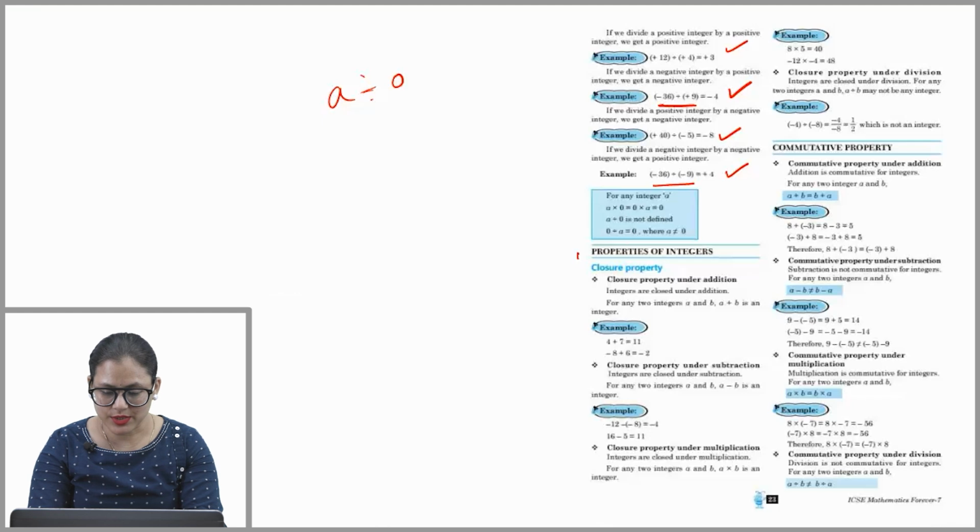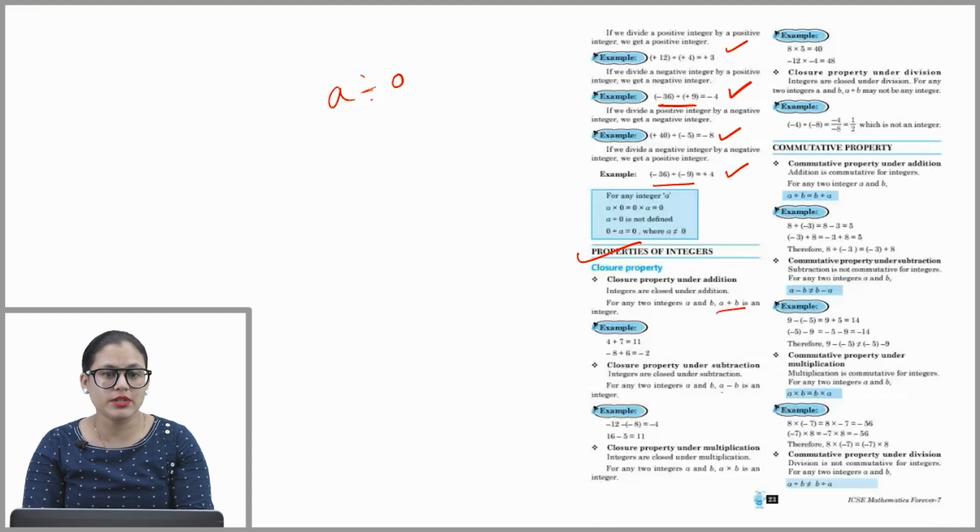Now, properties of integers. Closure property. Closure property under addition. Integers are closed under addition. For any two integers a and b, a plus b is an integer. Okay. Example, 4 plus 7 is equal to 11, which is also an integer.